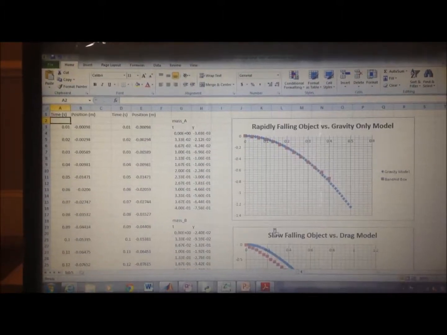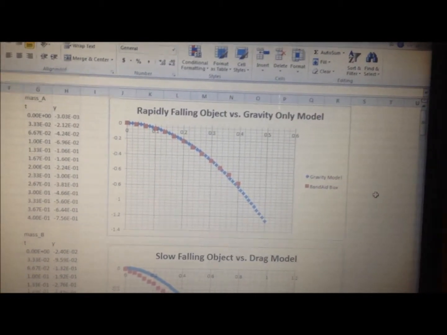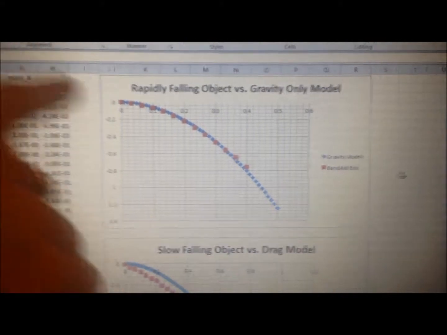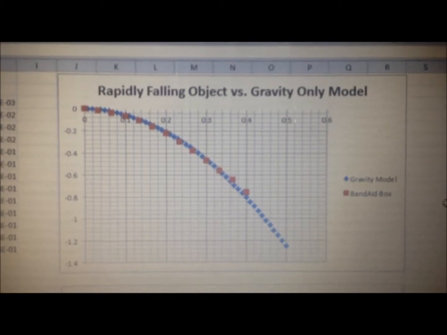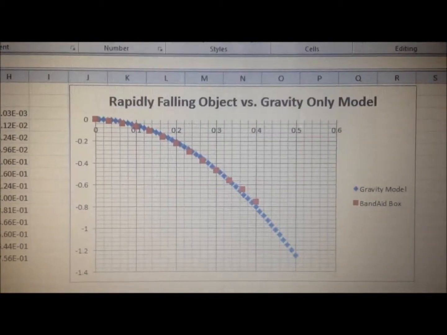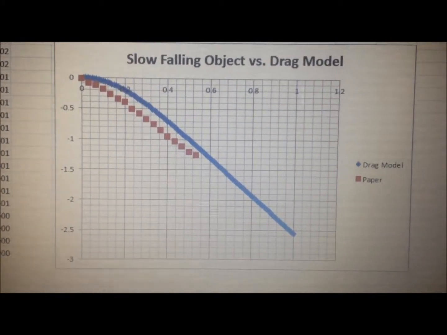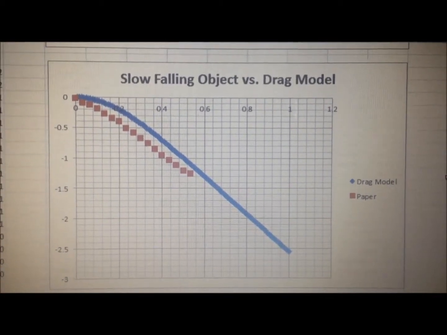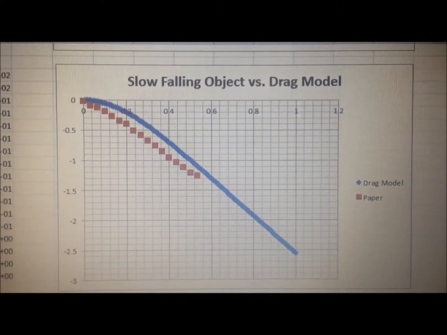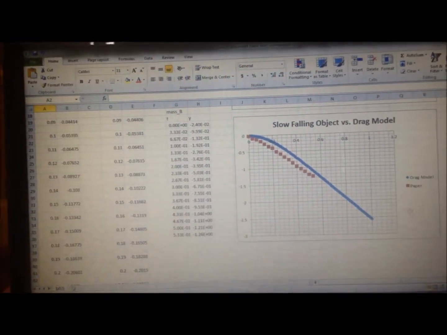Okay, so then I took this and put it in Excel to compare my two models. The first is my rapidly falling object, my Band-Aid box, in red, and my gravity model in blue, and they both fall with increasing speed, which just continues for the whole length of the video. Next, I have my slowly falling object and my drag model, and you can see that both of these reach their terminal velocities due to the drag force. The paper was in red and the drag model was in blue. So what does all of this mean?